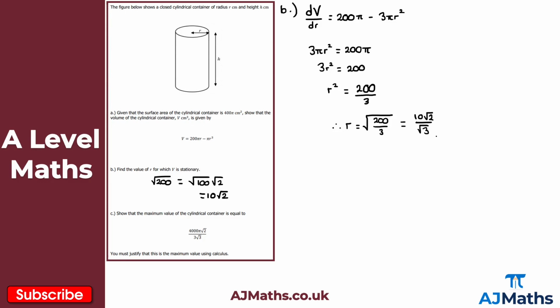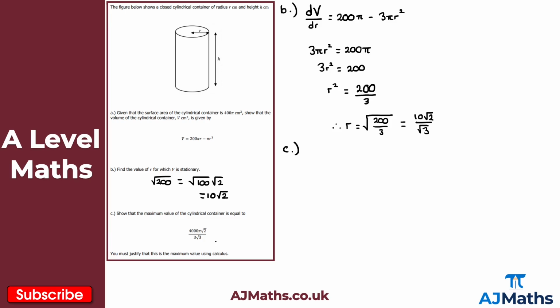You're not asked for it in its simplified form, but we'll find this a little bit easier to work with in a moment for part C. Okay, so that's the solution to part B. That's the value of r for which V is stationary. And then finally for part C, it says show that the maximum value of the cylindrical container is equal to this here. Just in case you can't see this, it is 4000 pi root 2 over 3 root 3. We also need to justify that this is the maximum value using calculus.